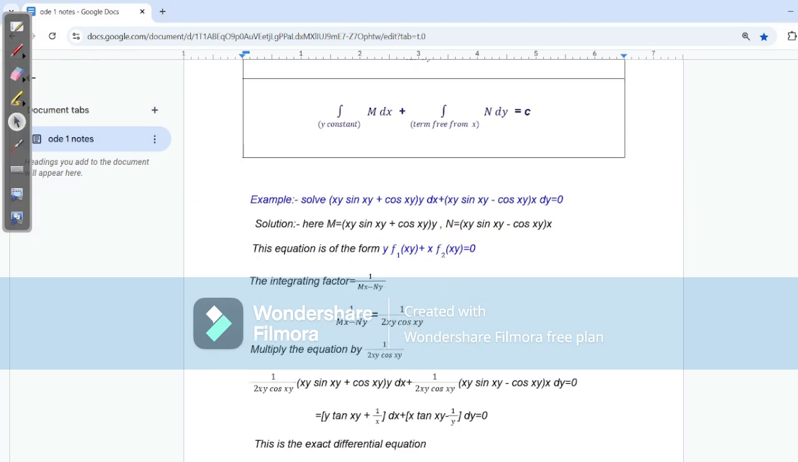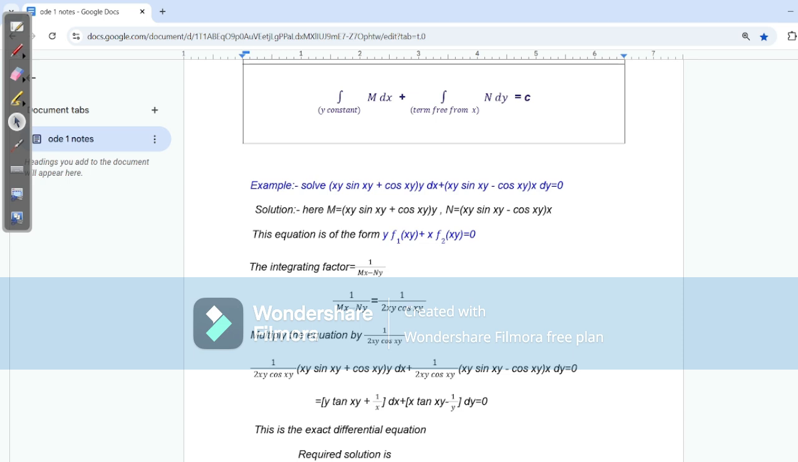Solve (xy sin xy plus cos xy) y dx plus (xy sin xy minus cos xy) x dy equals 0. Here the value of m is this value and n is this value. So the equation is of the form y into f1 of xy plus x into f2 of xy. Now the integrating factor is 1 by (mx minus ny), so we get the value like this.